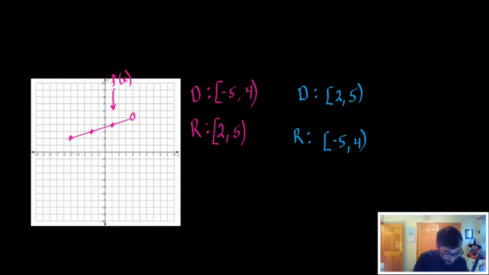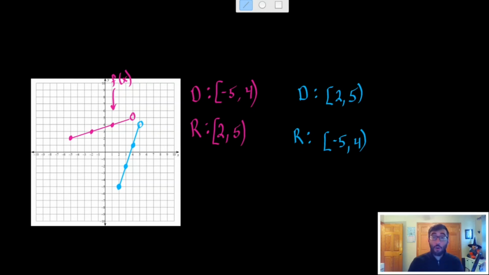So the point -5, +2 becomes a point 2, -5. And the point -2, +3 becomes a point 3, -2. And the point 1, +4 becomes a point 4, 1. And a point 4, 5, open, becomes a point 5, 4, open. And this would end up being our graph. This would end up being the inverse.